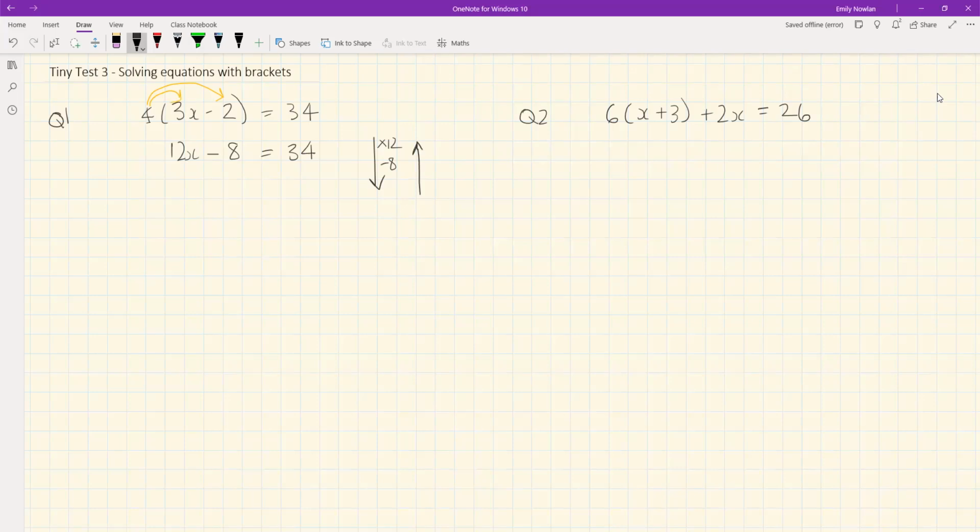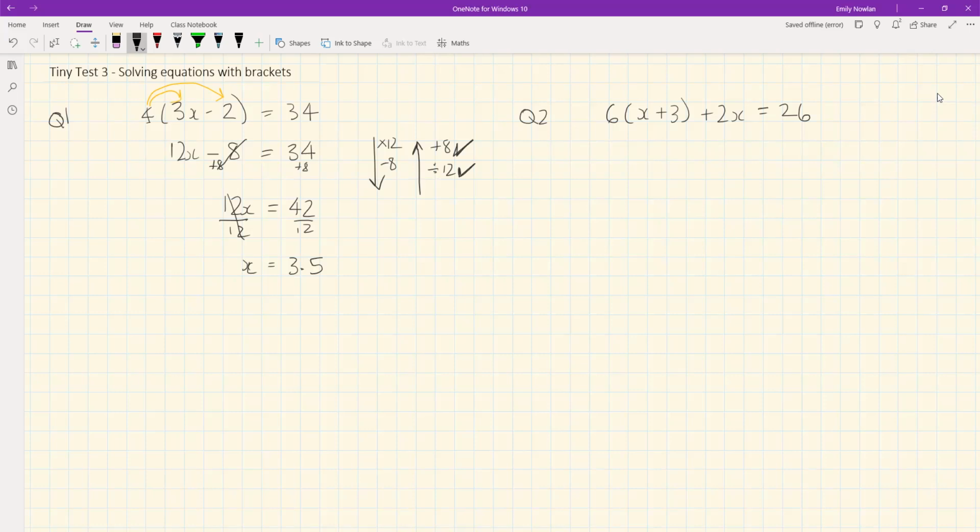So to solve it, first thing we need to do is plus 8, and then divide by 12. So let's go through and plus 8, plus 8. So the minus 8 plus 8 goes, we're left with 12x on that side. 12x is equal to 34 plus 8 is 42. So we've done the adding 8 to both sides. Now the next bit is to divide both sides by 12. Divide by 12, divide by 12. X is equal to, what's 42 divided by 12? It's 3.5. That's the answer.